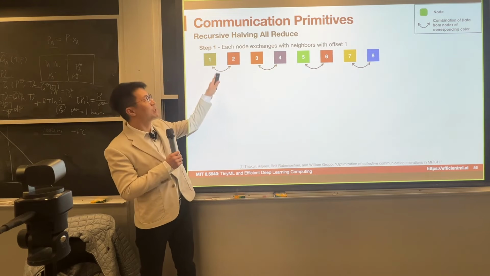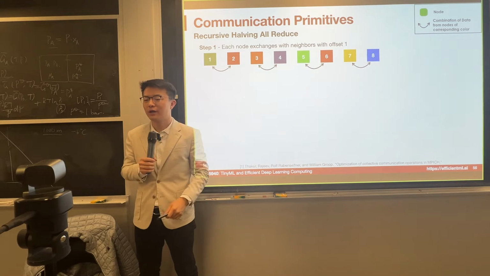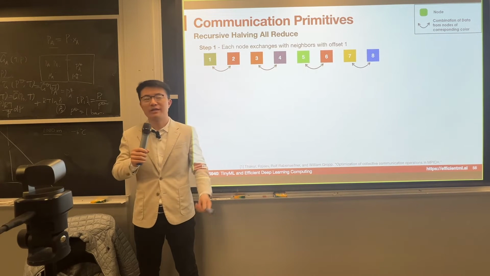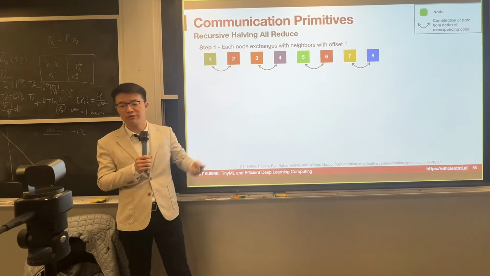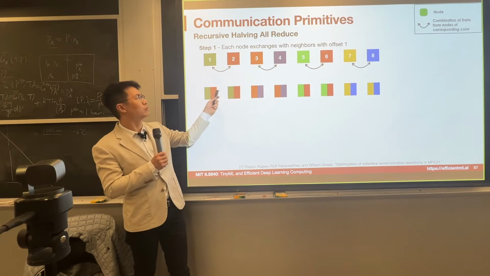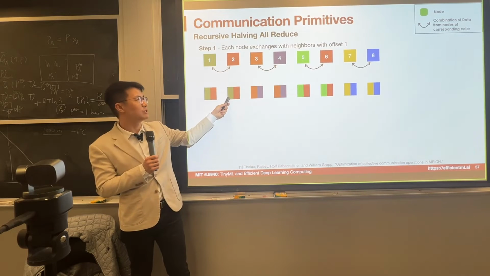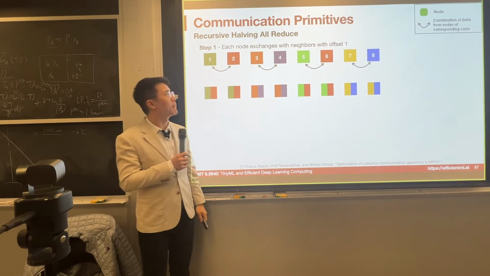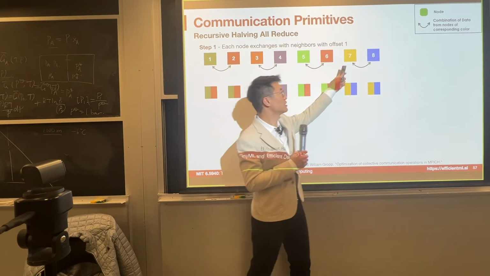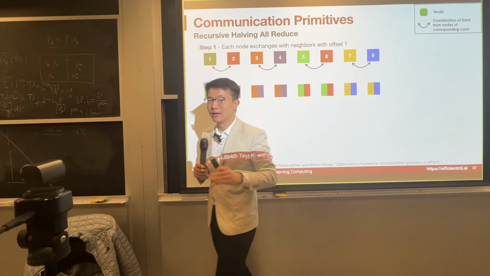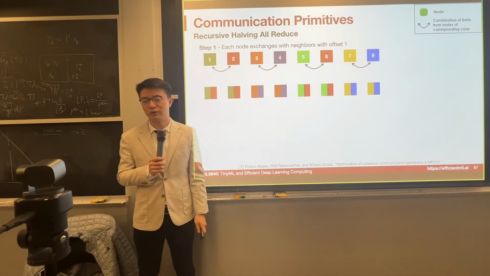In the first step, each node exchanges information with its neighbor offset by 1. So 1 and 2 exchange information with each other. So both of them have each other's information, green and red. And 3 talks to 4, 5 talks to 6, mingling the colors, 7 talks to 8. And next time, what do we do?